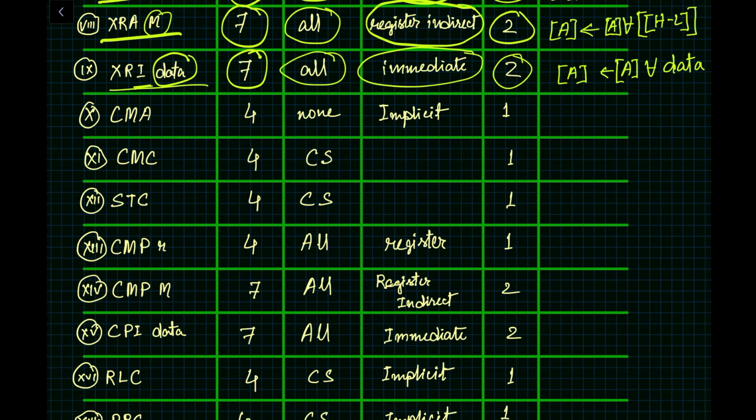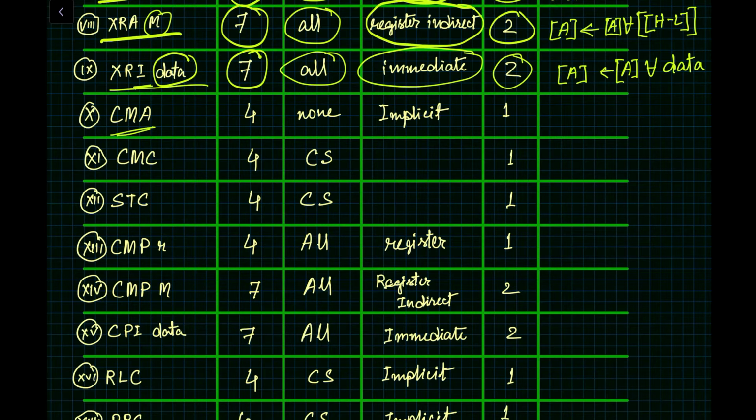Next we have CMA. What is the meaning of CMA? The meaning is complement the content of the accumulator. Whatever be the accumulator data, that will be complemented. If the data is 10101010, then it will be 01010101. So 1 will be replaced with 0, and 0 will be rewritten with 1.